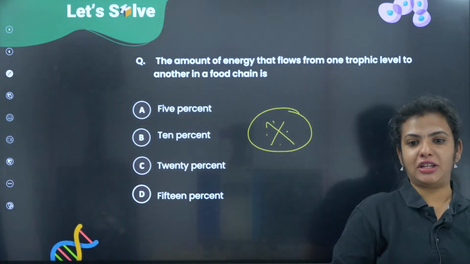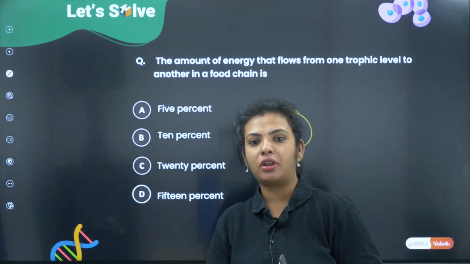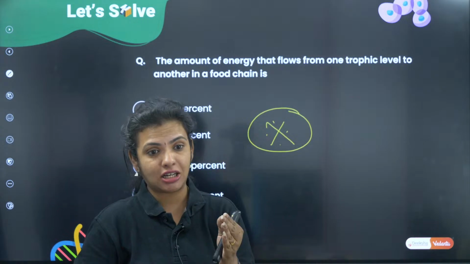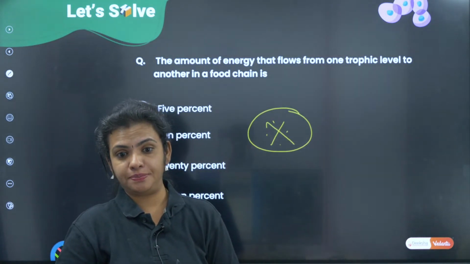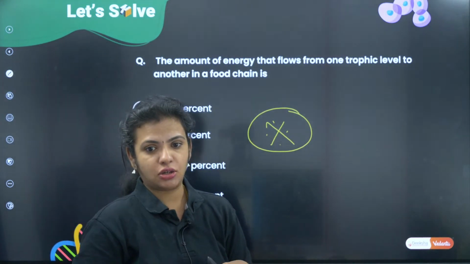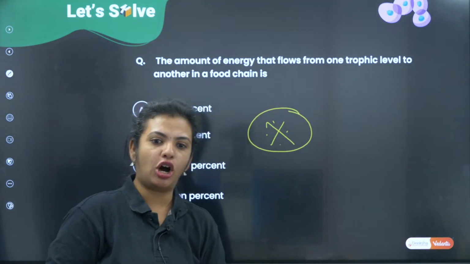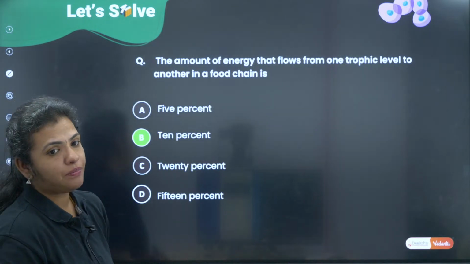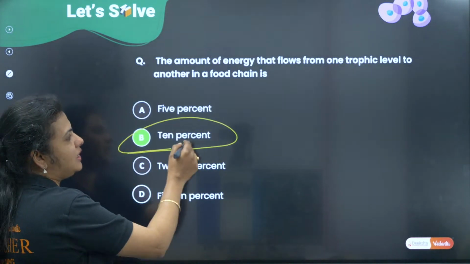Okay, Sumukh has given the answer, very good. I hope you know what the trophic levels are. Again, that's a long answer question. Okay, Infinite in 1, Netra, Gautami, all of you have given the correct answer, very good. So, it is going to be option B, which is 10%.